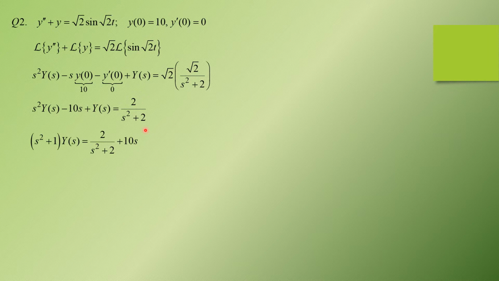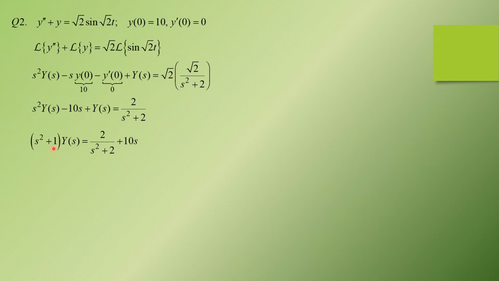The next step is to shift the term without the Y(s) to the right side. So this term has no Y(s), so you need to shift it to the right side. So on the right side we get 2 over s squared plus 2, plus 10s. On the left side we have to factor the common function Y(s). These two terms have the common function Y(s), so factor out Y(s), and inside here we write down the coefficient of Y(s). For the first term, the coefficient of Y(s) is s squared. For the second term, the coefficient of Y(s) is plus 1. So we write down plus 1 here.